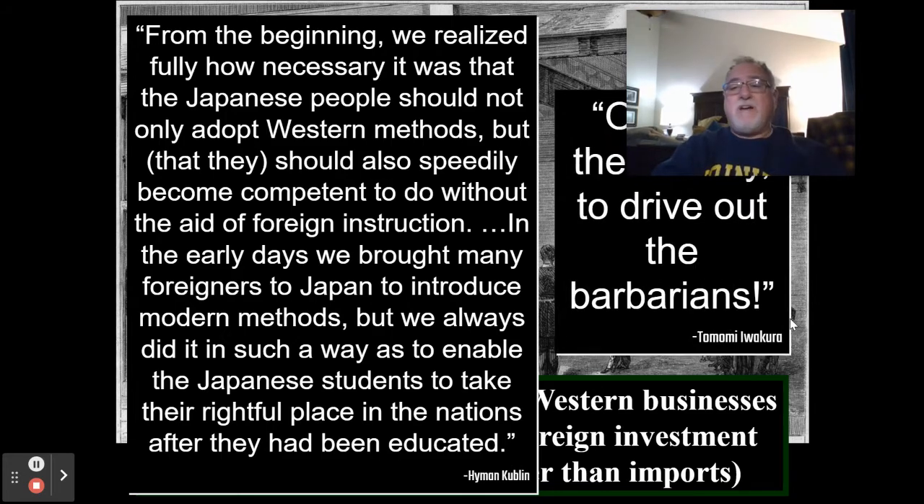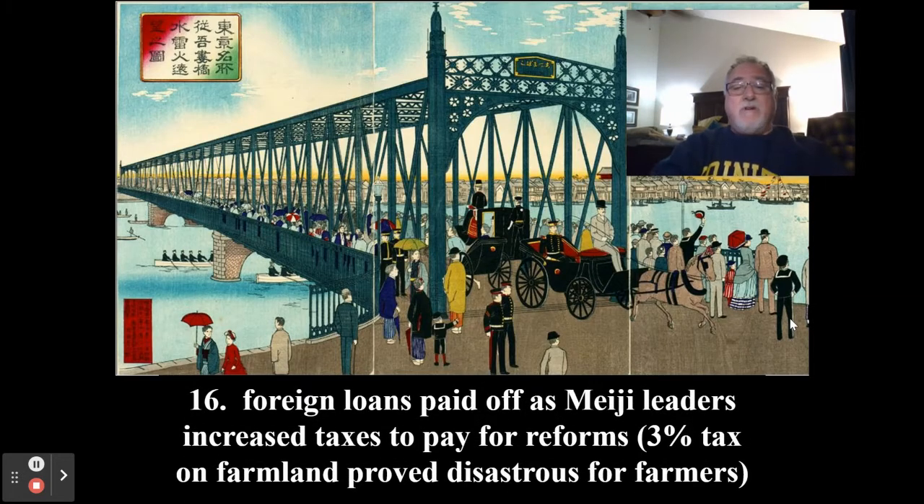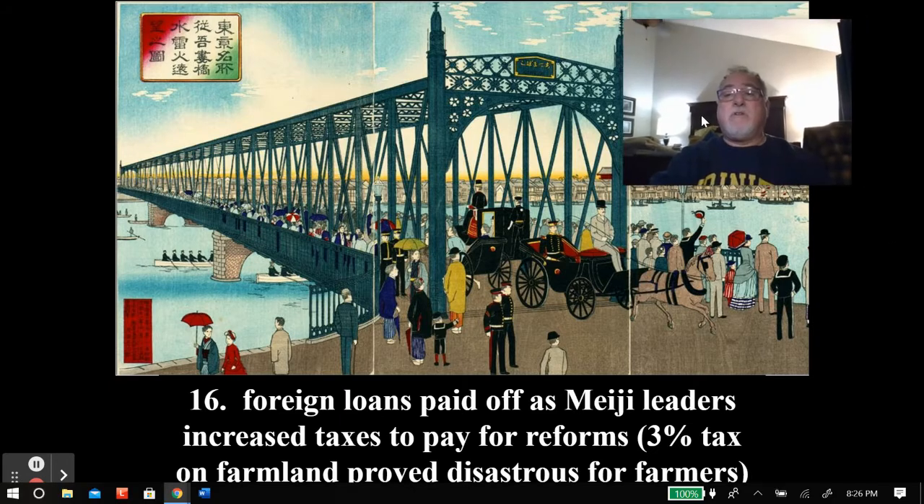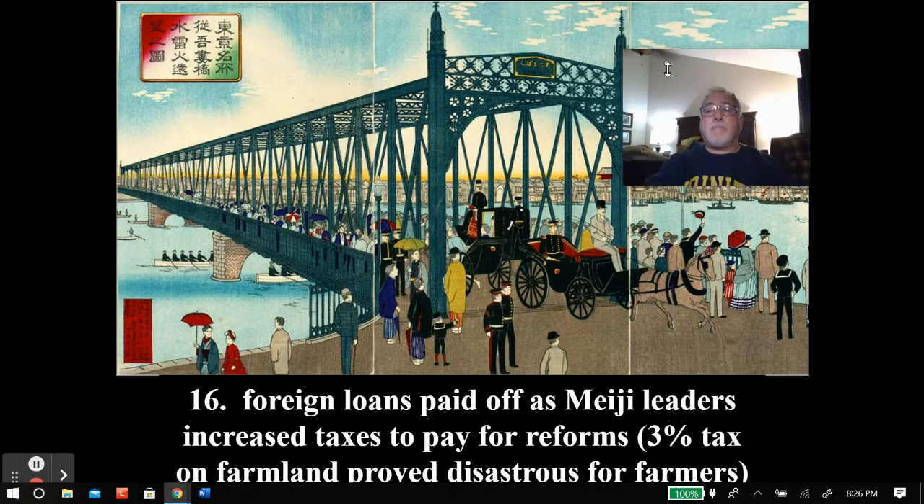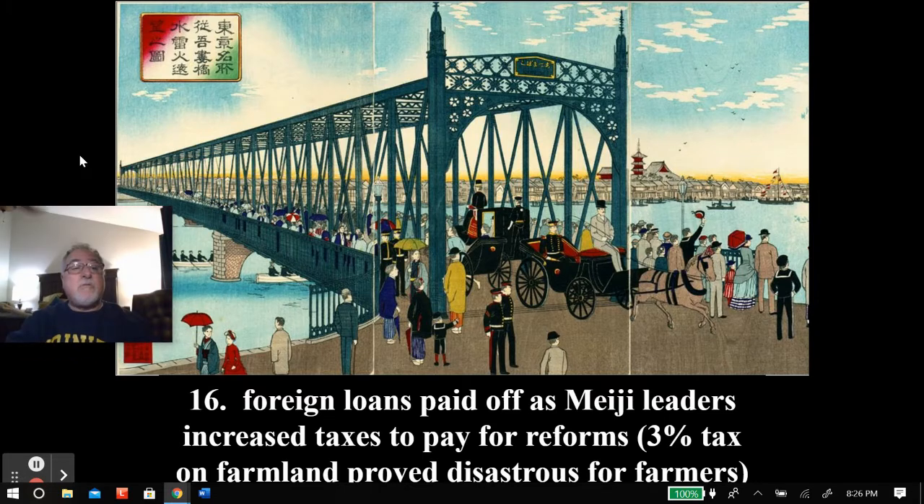Opened the country to drive out the barbarians. We were barbarians. All right. Foreign loans paid off as Meiji leaders increased taxes to pay for reforms. A 3% tax on farmland proved disastrous for farmers. But again, this is all about not losing your dependency to the West, to foreigners, and being self-reliant and self-sufficient and able to take care of yourself. So if you can get those loans paid off, then those aren't hanging over your head either.